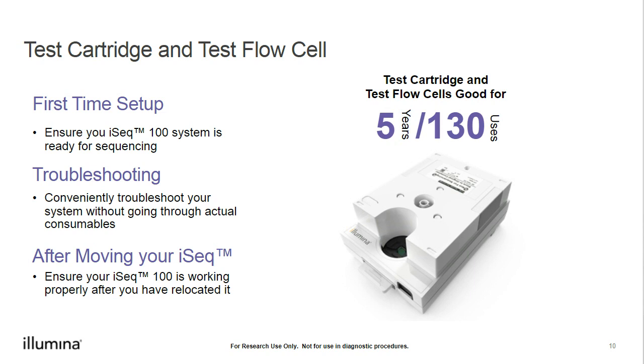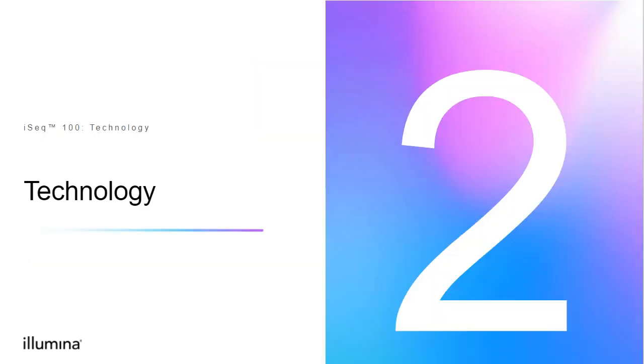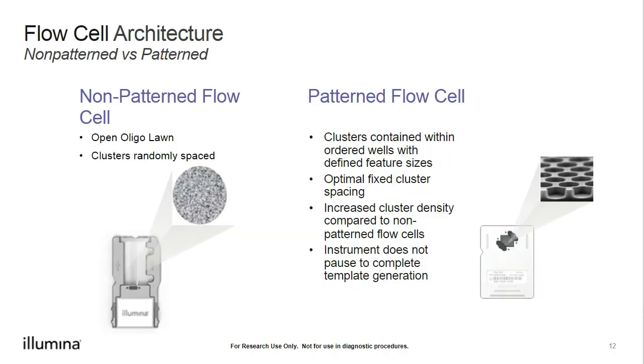All right, so that was an overview of the instrument itself. So now let's dive into some of the technology on this instrument. And the first thing that I want to talk about is the flow cell architecture. I kind of mentioned it when we talked about the patterned flow cell being on the iSeq 100.